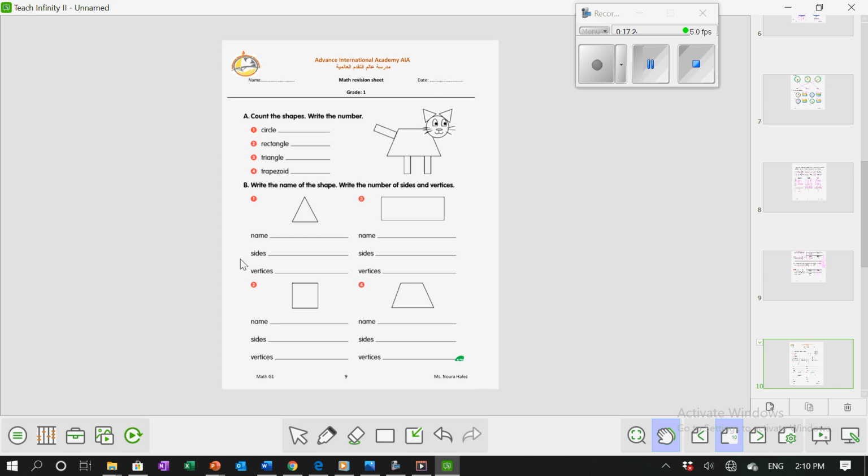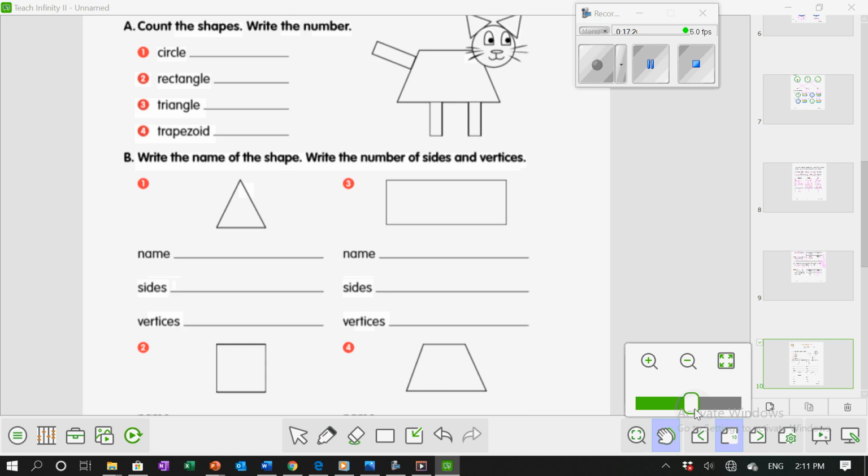Let me make it big. Here we have to count the shapes and write the number. How many circles? Excellent. 1 circle. How many rectangles? 1, 2. Sorry, how many rectangles? 1, 2, 3. How many triangles now? 1, 2. How many trapezoid? Here it looks like a skirt. Excellent. 1 trapezoid. Here we have to name the shape and write how many sides and how many vertices.